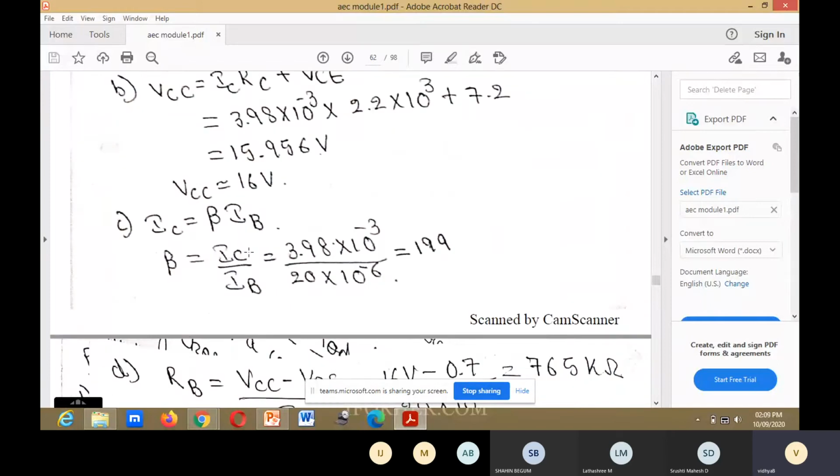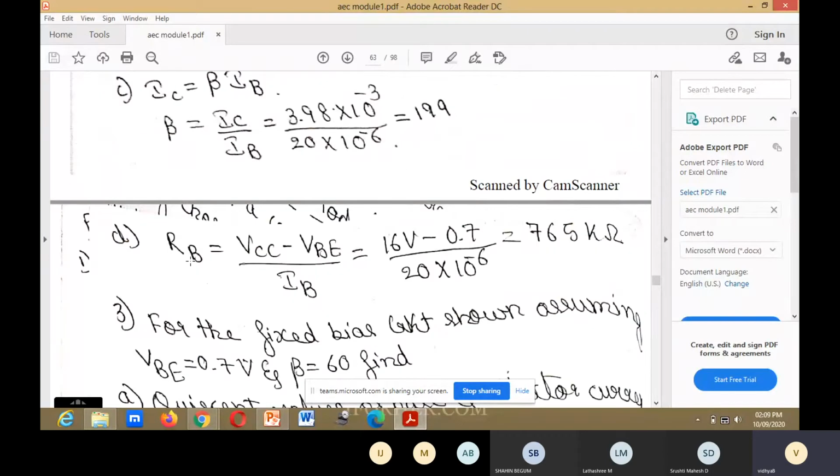So beta is equal to IC divided by IB. We know the value of IC and IB. Substitute, you will get beta value 199. Next, RB. RB is equal to VCC minus VBE divided by IB, which is equal to 16 minus 0.7 divided by 20 into 10 to the power of minus 6. You will get 765 kilo ohm.